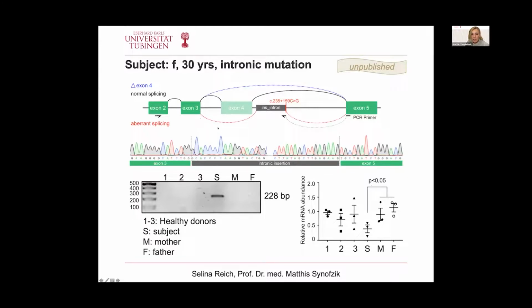What you see here is that the result of this mutation is basically the deletion of exon 4 and the insertion of an intronic sequence. That this occurs is verified by sequencing, also by PCR. What you see here is in the fibroblasts that were isolated from patients and also from the mother and the father, that the wild type sequence, this is mRNA abundance, drops by 50% as expected.